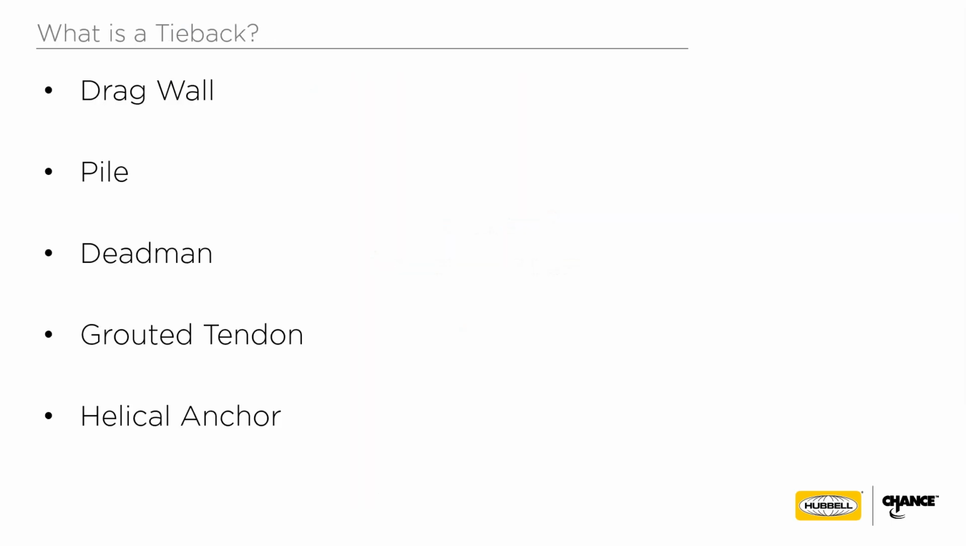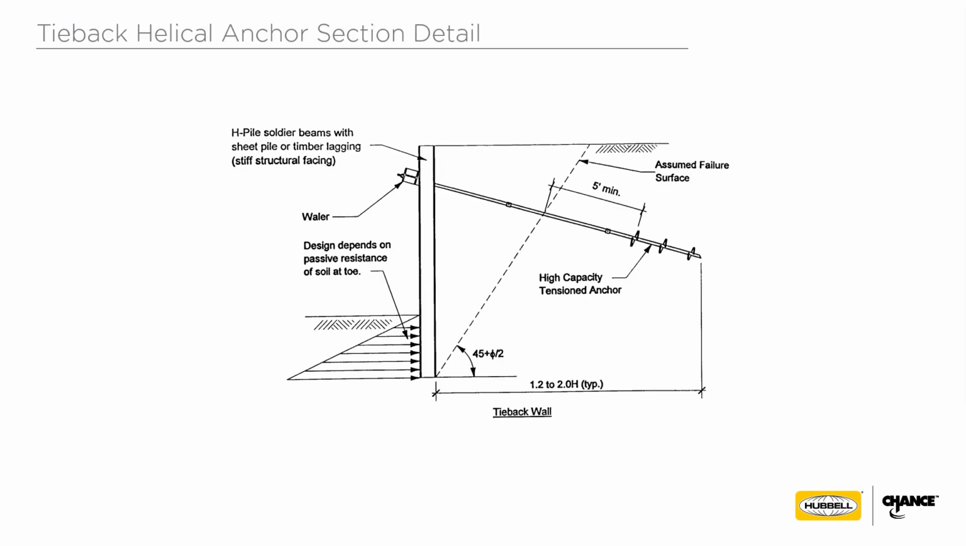So what is a tieback? It can be a drag wall, it could be a pile, it can be a deadman, it could be a grouted tendon, it could be a helical anchor. But no matter what type of tieback, it's got to be long enough. So it's got to be behind this failure wedge. So next slide, please.